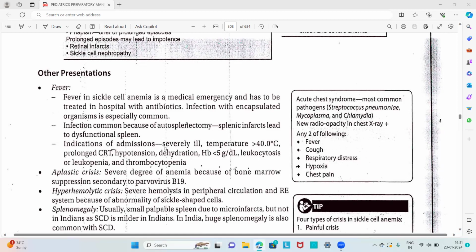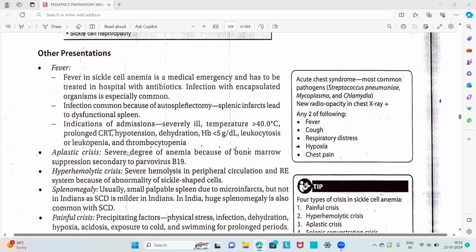The indications for admission are: severely ill patient, temperature greater than 40 degrees Celsius, prolonged CRP, hypotension, dehydration, hemoglobin less than 5 gram per deciliter, leukocytosis, leukopenia, and thrombocytopenia. These are the indications for admission. Then we have the aplastic crisis, that is severe anemia because of bone marrow suppression secondary to parvovirus B19. Then the other presentation is the hyperhemolytic crisis, severe hemolysis in the peripheral circulation and reticuloendothelial system because of abnormality of the sickle-shaped cells.